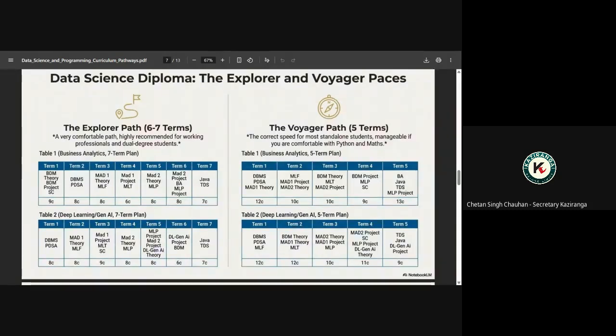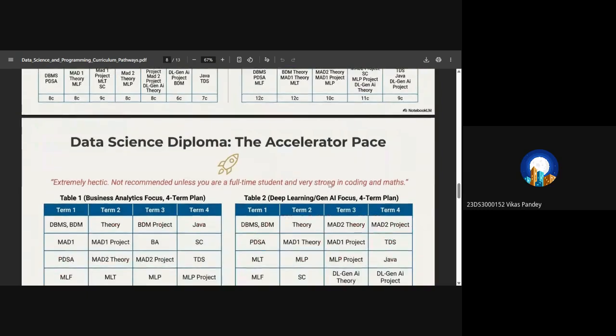Your maths needs to be good for DLGenAI, and so does your programming part. That's why MLP is a prerequisite or co-requisite for DLGenAI. So keep that in mind while you take that up. For the programming part, I will tell you MAD 1 is comparatively on the easier side.